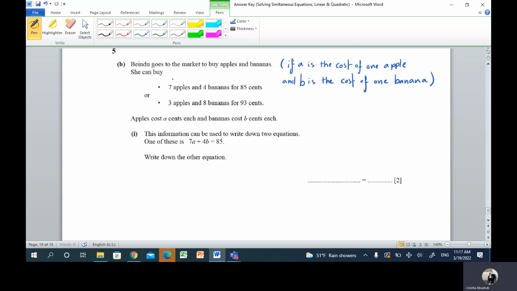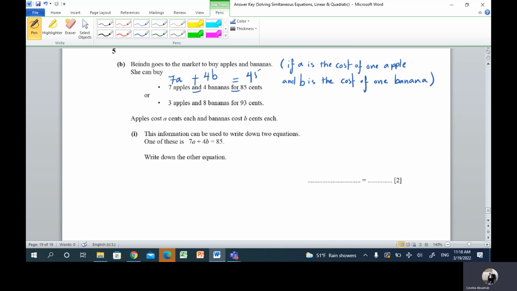7 apples, if the cost of 1 apple is A, then the cost of 7 apples is 7A. And it means plus 4 bananas. If the cost of 1 banana is B, then the cost of 4 bananas is 4 times B, which is 4B, which means equals 85 cents.